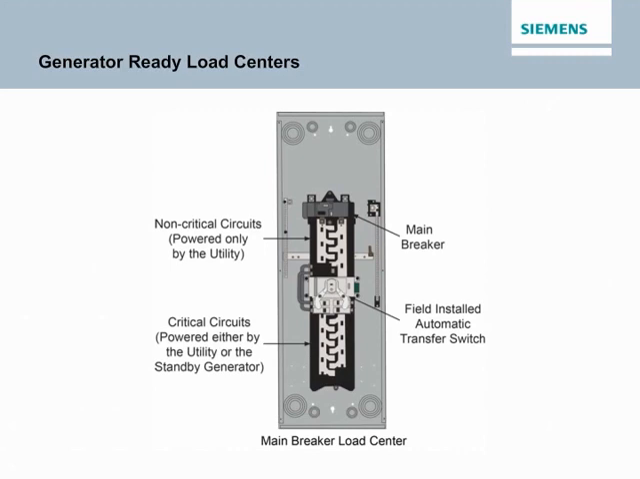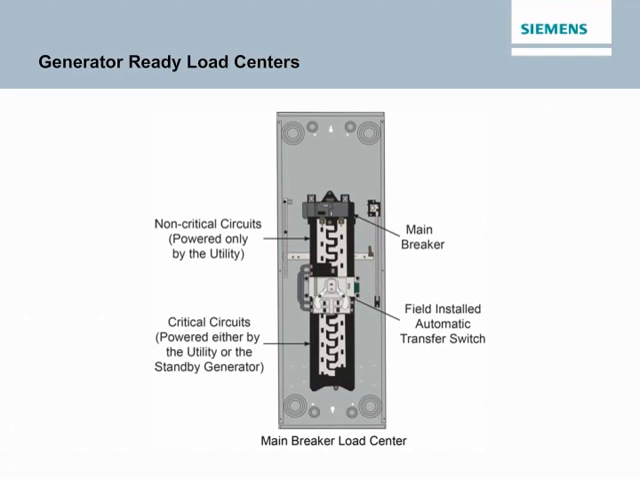The Siemens Generator Ready Load Center is a 200 or 225 amp, 30 circuit, 42 space load center that provides an effective solution for implementing generator backup of critical circuits. Both main lug and main breaker versions are available with indoor NEMA 1 or outdoor NEMA 3R enclosures. Main lug load centers are convertible to main breaker load centers and vice versa with the appropriate conversion kit.